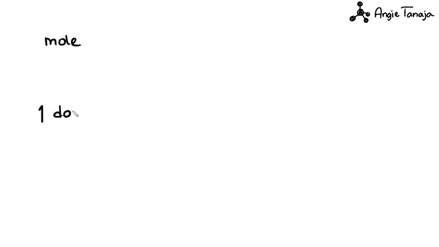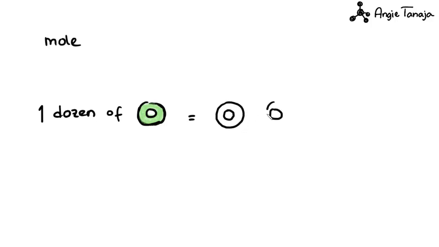For example, we have 1,000 of donuts. So if we have 1,000 of donut, then meaning that we have how many donuts? 12, correct.